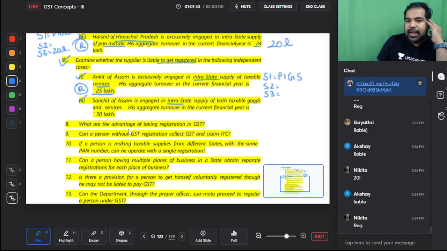Intrastate goods and services, so step 1 will not apply because there are also services. Step 2 will not apply because they're not in NT-MAMI. So step 3, 20 lakhs, they're at 30 lakhs, so registration required. Great.